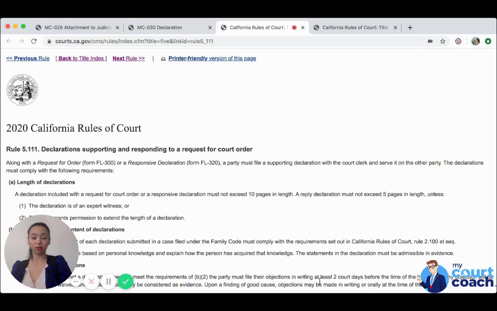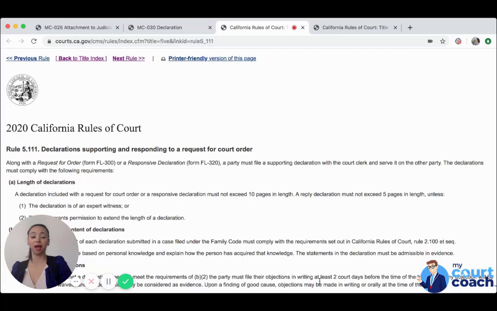Now, there are guidelines as to how you should prepare a declaration. These guidelines are pursuant to the California Rules of Court, and they could also be pursuant to your local rules of court. So you would need to check your local rules of court to see if they have any additional guidelines as to how to prepare your declarations and what needs to be written inside them so that it's considered by the court at the time of your hearing.